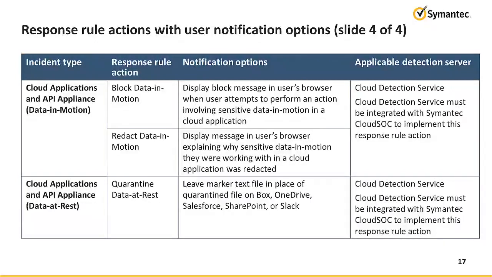The quarantine data at rest response allows the system to leave a marker text file in place of a quarantined file on either Box, OneDrive, Salesforce, SharePoint, or Slack.